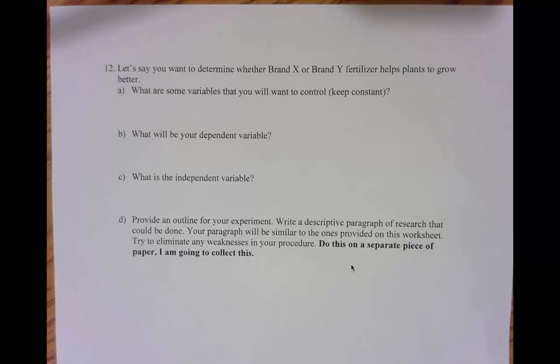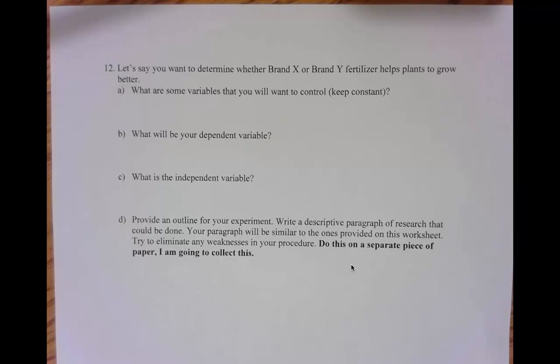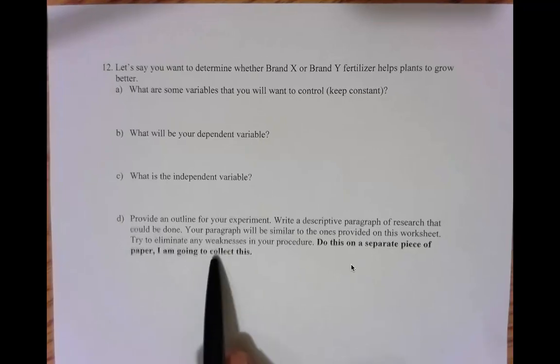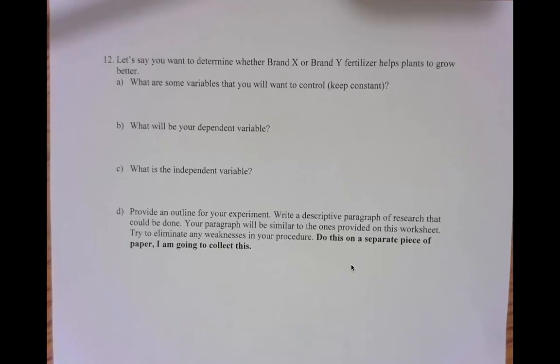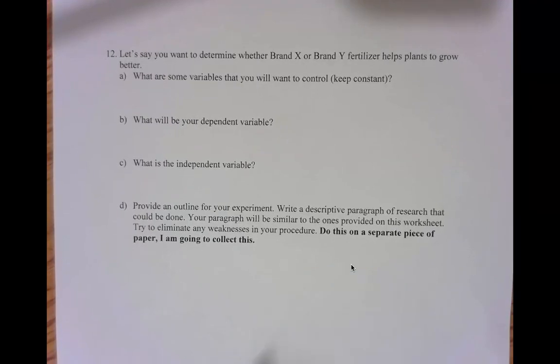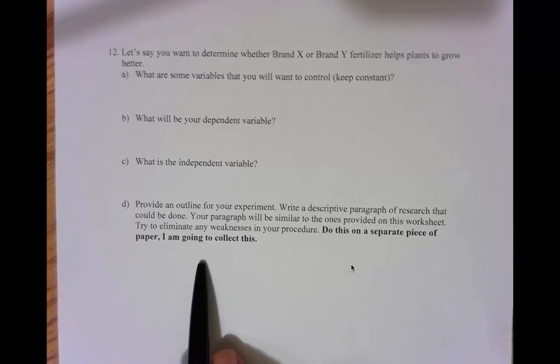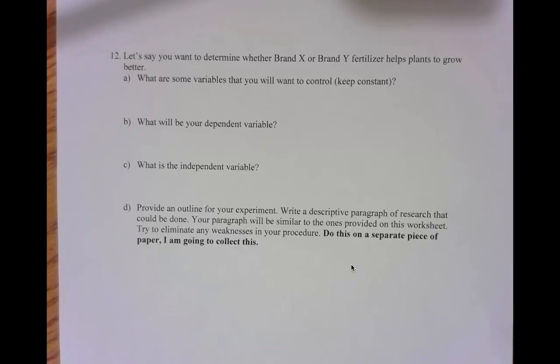We already know what that is from just reading the problem. Next, what is the independent variable? What are you going to try to change to determine our outcome? And then lastly, I just want you guys to provide a little bit of an outline for your experiment, a little bit of description. If you had to conduct this experiment, how would you run it? I do want you to write this on a separate piece of paper, especially part D, because I would like to collect this.